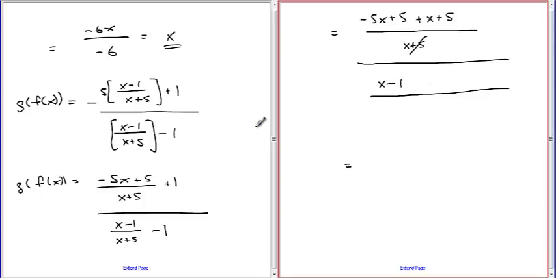So let's try this again. Okay, so what you're going to have is minus x minus 5, because you get x plus 5 times negative 1. And then you divide by x plus 5. And these cancel out, and those cancel out. So we end up with a negative 6 in the denominator. And there must be a sign error somewhere here.